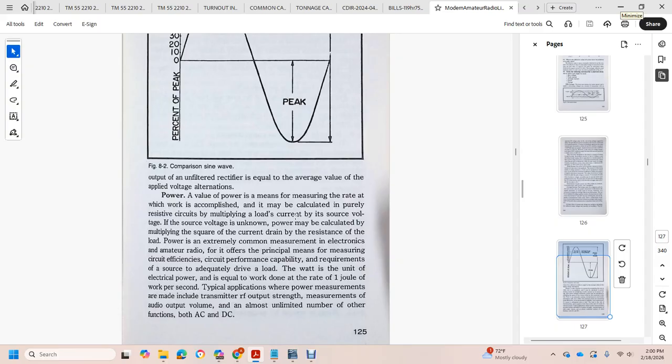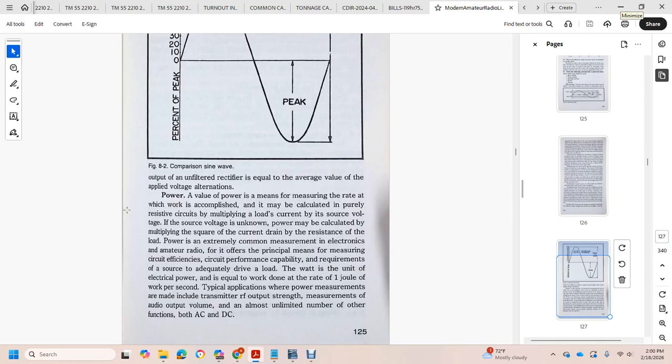Power is extremely common in measurements of electronics and amateur radio, often as a principle for measuring a certain efficiency, circuit performance capability, and the requirements of an adequate drive of the load. The watt is the unit of electrical power, equal to work done at the rate of 1 joule per second.